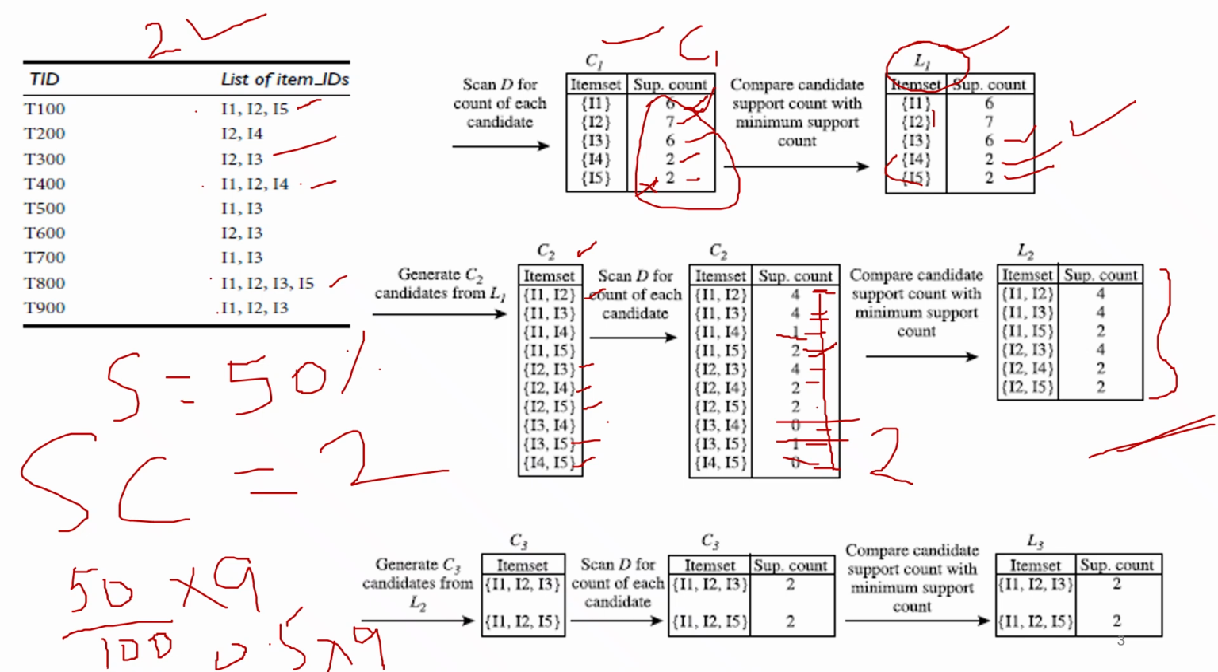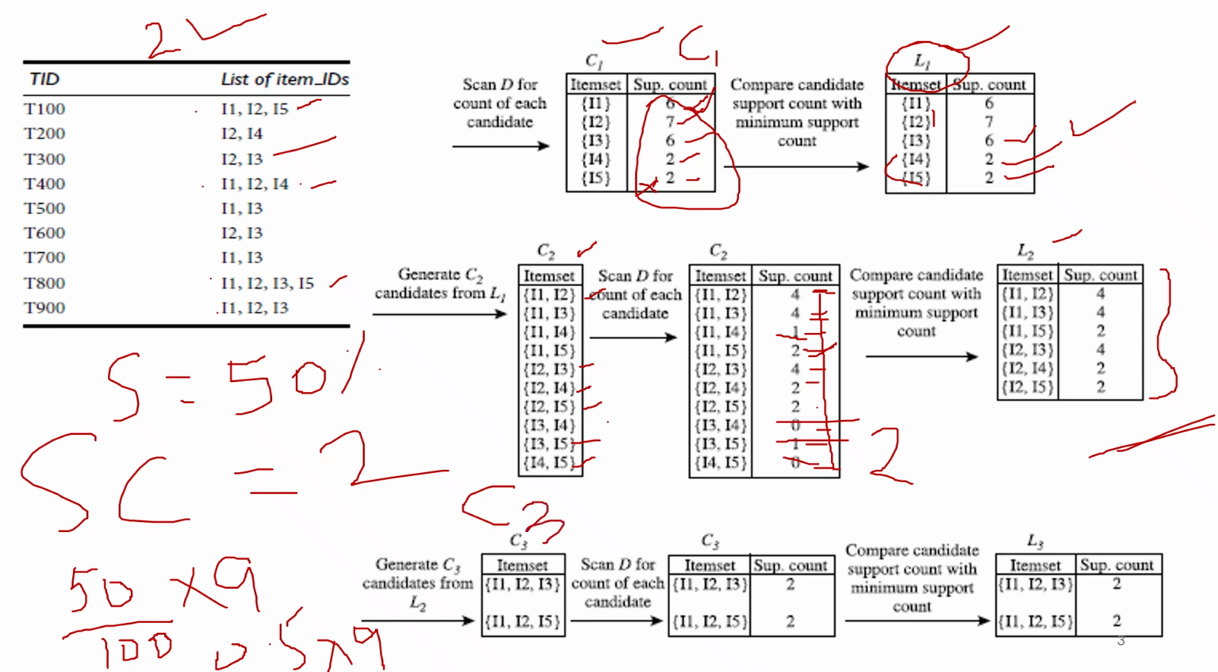Then for each candidate key we have generated, we scan the database and find the occurrences of those items. That is the support count for each candidate key in C2. After finding the support count, we compare it with the minimum support, and whatever satisfies the minimum support count is moved to the list L2. Now from L2, we will be generating the candidate key C3.